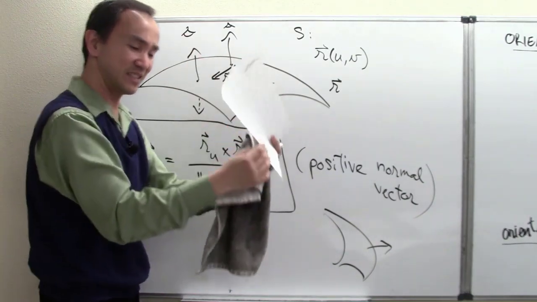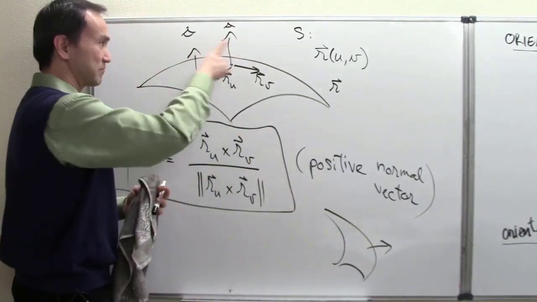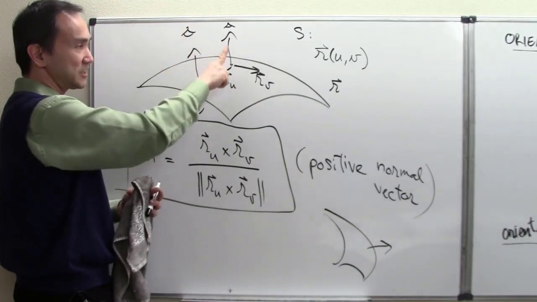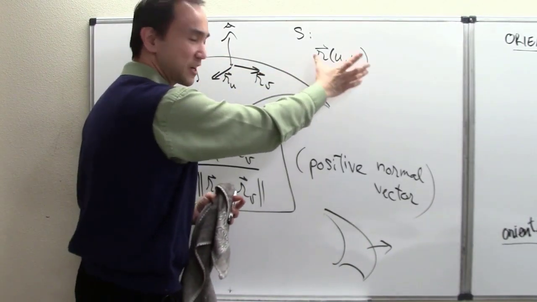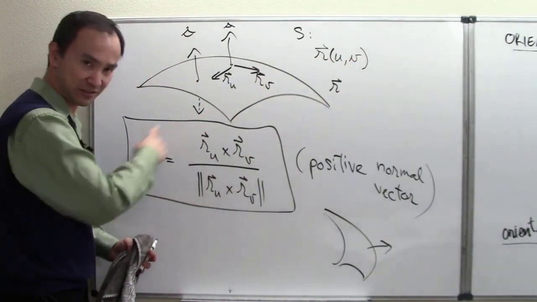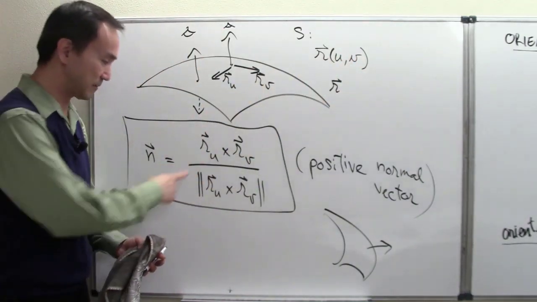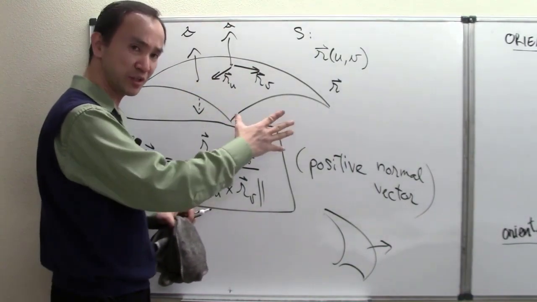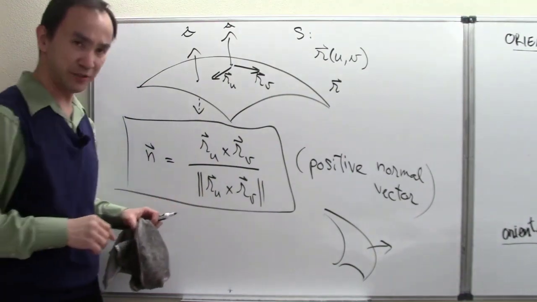And that's the idea. If we choose the side facing us to be the positive side, we have to choose the parameterization that's consistent with it, based on this formula right here. And so that's the idea of how we choose an orientation of our surface.